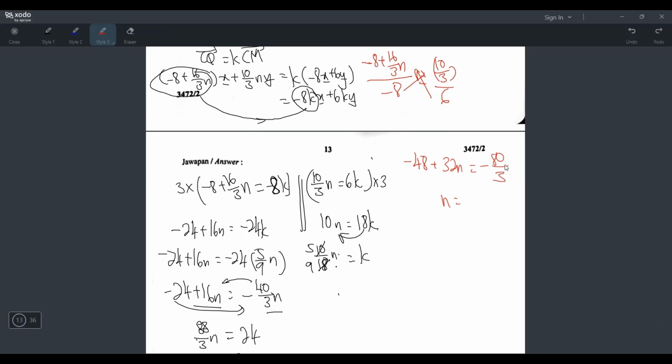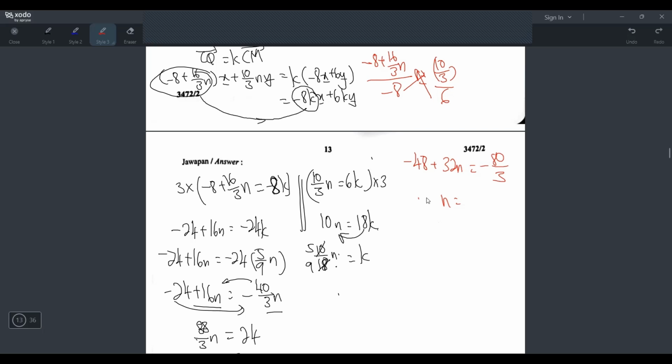Your answer is 2 over 3. But wait, did I do something wrong? 6 times 16 over 3. What is 6 times 16 over 3? 32n, right? And then 10 over 3 times negative 8. Let's press 10 over 3 times negative 80 over 3.